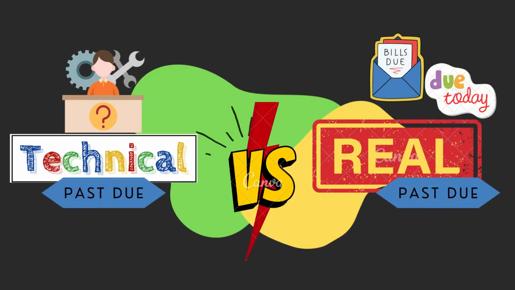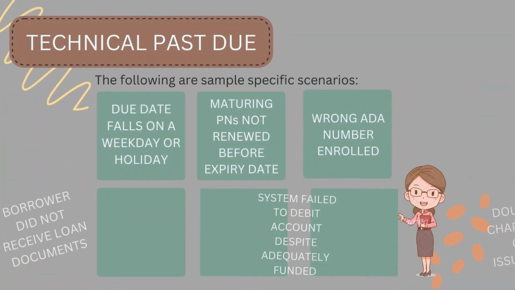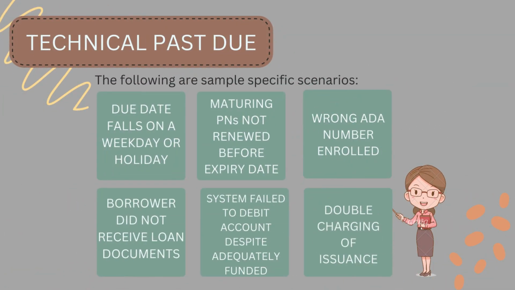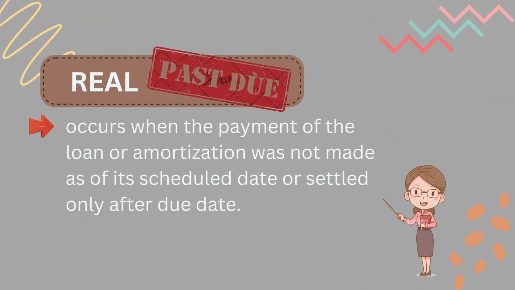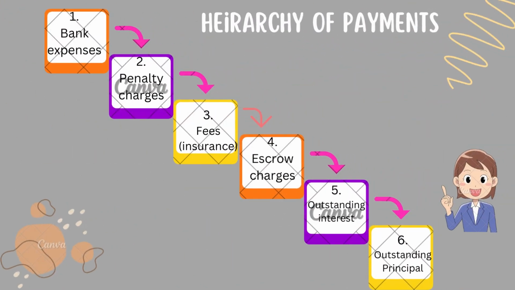Now, how do we identify the past due status of an unpaid loan installment? There is what we call a technical past due and a real past due. A loan is said to be in technical past due if there is a delay or failure to remit, accept, or recognize payment for a loan from a borrower who has exercised due diligence in paying his loan obligation, samples of which are presented on this table. On the other hand, a real past due occurs when the payment of the loan or amortization was not made as of its scheduled date or settled only after the due date. When payments are received, it shall be applied to the loan based on the following hierarchy of payments.